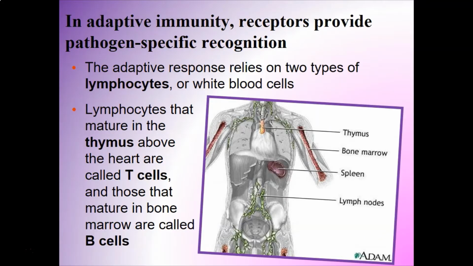In adaptive immunity, receptors provide pathogen-specific recognition, and it relies on two types of lymphocytes. You have some lymphocytes that mature in your thymus, a gland just above your heart. Those are called T cells. And then you have other lymphocytes that mature in your bone marrow, and those are called B cells.